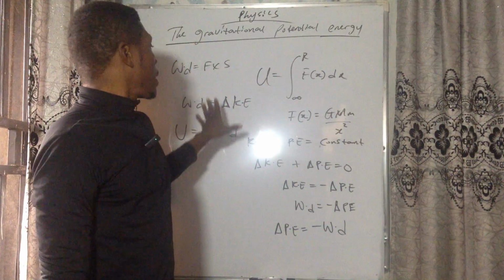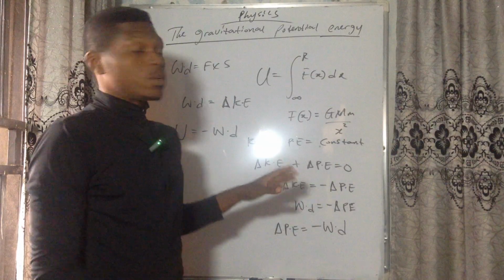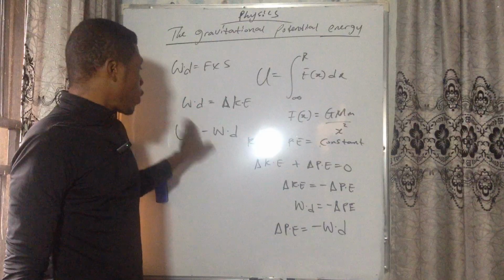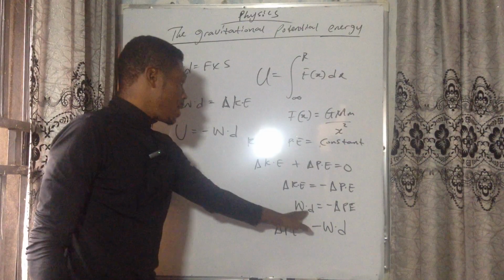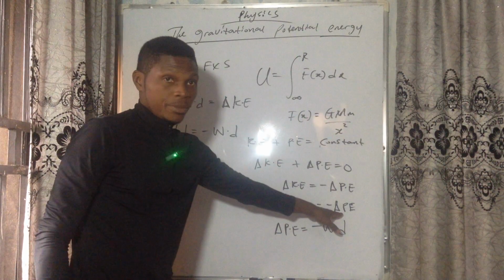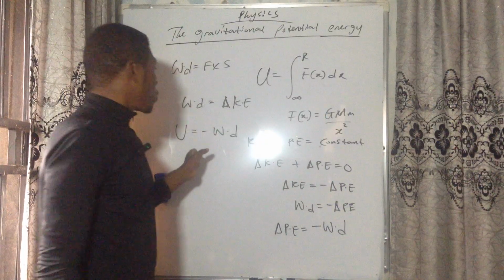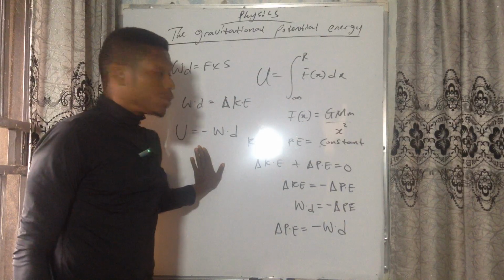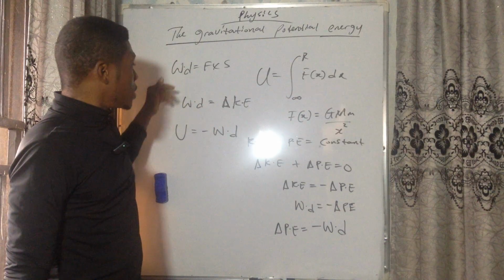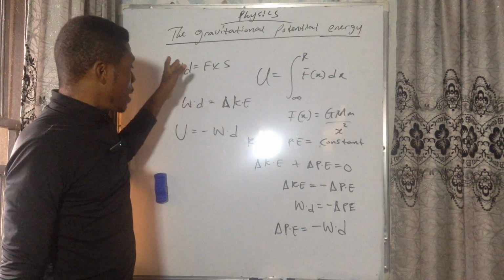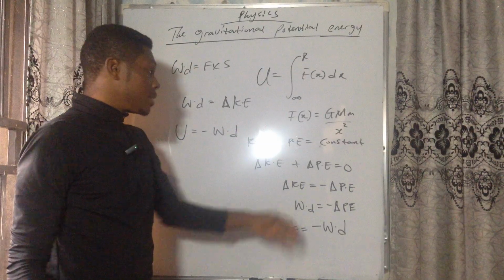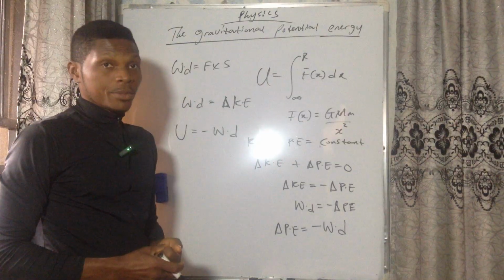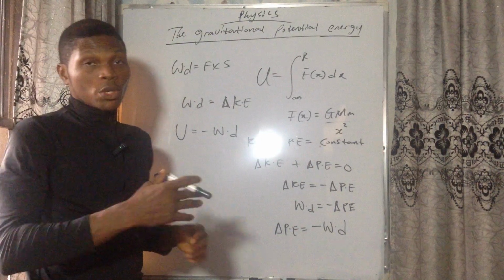Now I don't want this video to be long. In my next video, you will see how I will use this equation, that the work done is the negative of the change in potential energy, to derive the formula for potential energy. Do you understand? I will use it to find the formula for the change in potential energy, that is gravitational potential energy.